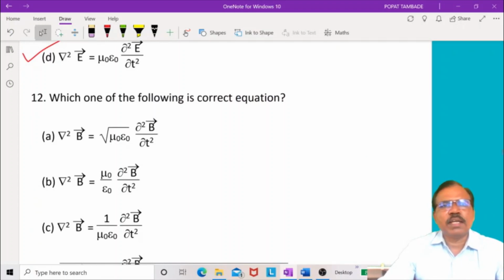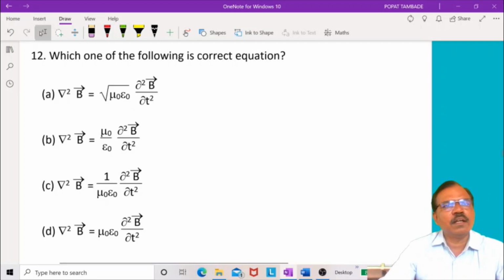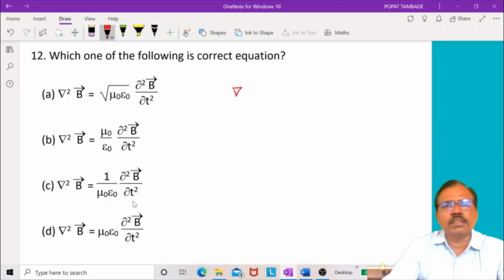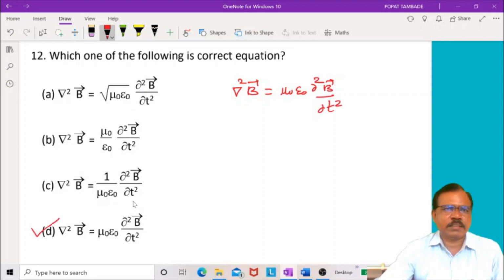Which one of the following is the correct equation? Now here, if we see the alternatives, this is the wave equation in terms of the magnetic field, and here also it is del square B is equal to mu 0 epsilon 0 ∂²B/∂t². So if we see here, this last one is correct.